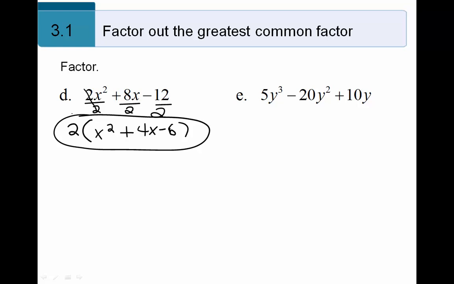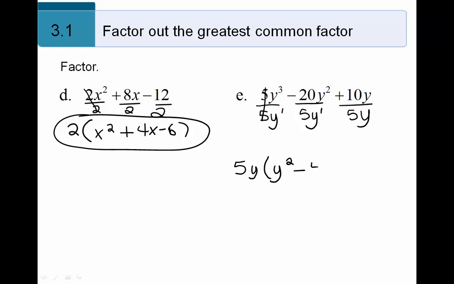The next one, 5y cubed minus 20y squared plus 10y. The GCF of 5, 20, and 10 is 5. And the GCF of y cubed, y squared, and y is y. And I'll divide each of these by 5y. y cubed divided by y is y squared, minus 20y squared divided by 5y is 4y, plus 10y divided by 5y is 2.